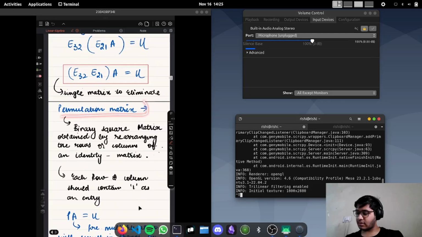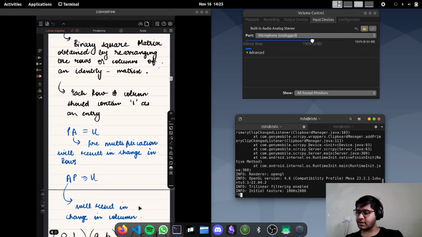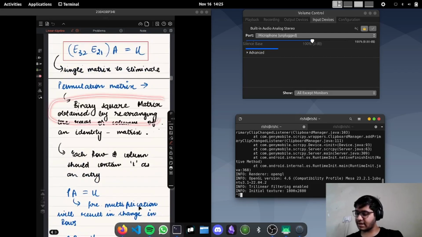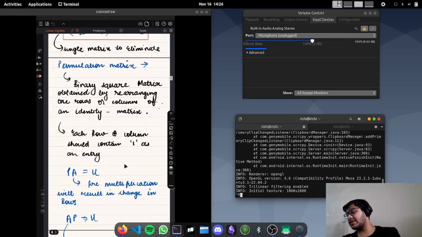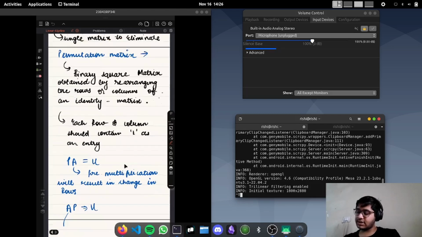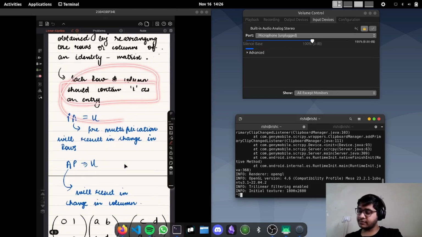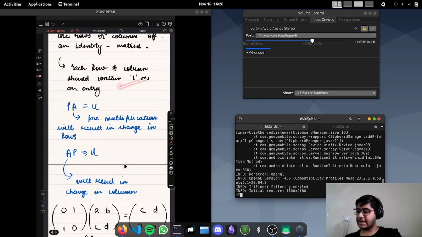Cool. So let's talk about permutation matrices now. A permutation matrix is a binary square matrix obtained by rearranging the rows or columns of an identity matrix. Okay, so this is interesting. A permutation matrix essentially contains binary elements, basically 1 or 0, and it is used to exchange the rows or columns accordingly. Each row and column should contain 1 as an entry. We will get to the intuition why, but yeah.